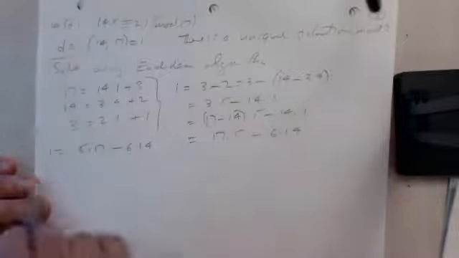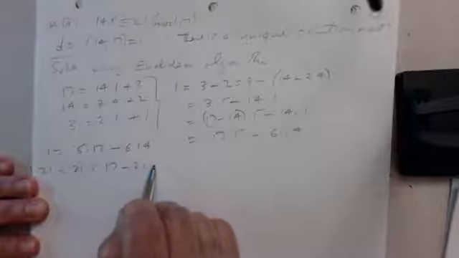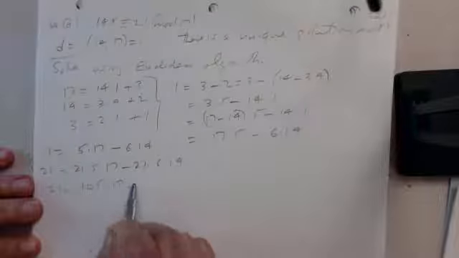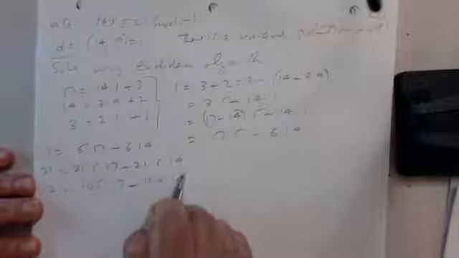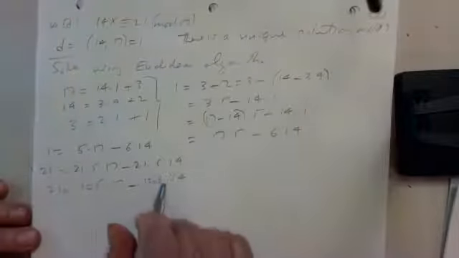We want 21. 21 is then 21 times 5 times 17 minus 21 times 6 times 14. So this is 21 times 5, which is 105, times 17 minus 126 times 14. So another way of saying that is that, oops, okay, I think I did something that's not quite right here. What's going on?